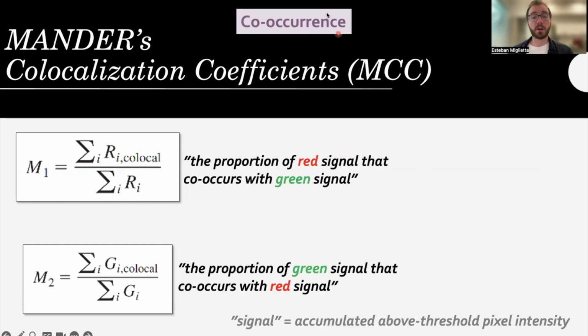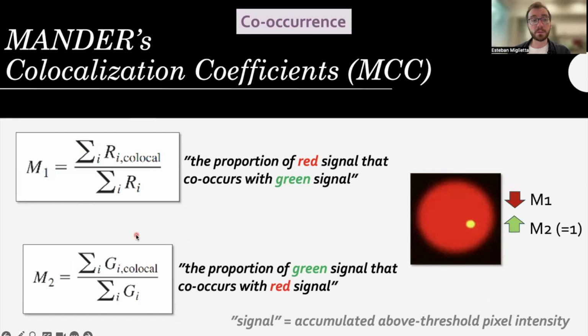Another way then of describing what M1 and M2 are is that M1 is the proportion of red signal that co-occurs with green signal, whereas M2 is the proportion of green signal that co-occurs with red signal. And by signal here, we are referring to the accumulated above threshold pixel intensity. So the sum of all the pixels that are above threshold for that channel.